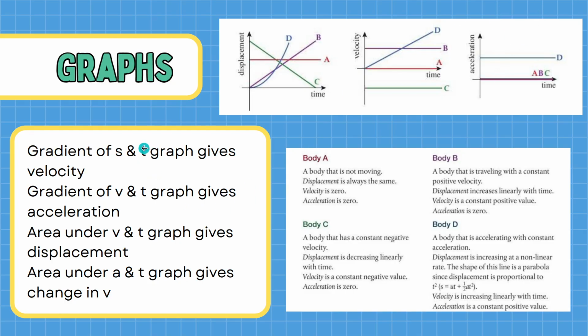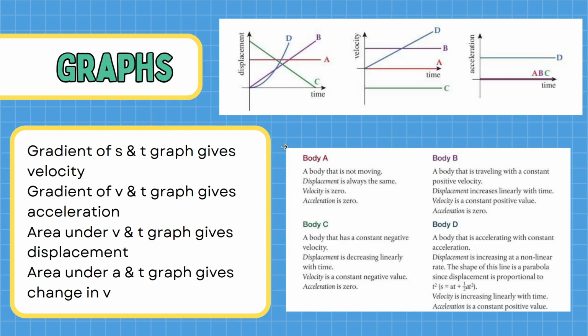Voila. And the gradient of the s-t graph, the displacement and time graph, gives velocity. So the gradient of B gives the velocity, the gradient of C gives the velocity, and the gradient of A is simply 0 because y2 minus y1 is 0. So the gradient formula is y2 minus y1 over x2 minus x1. That's how we can see that.